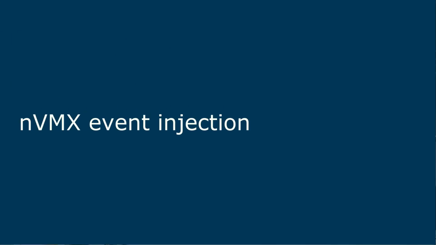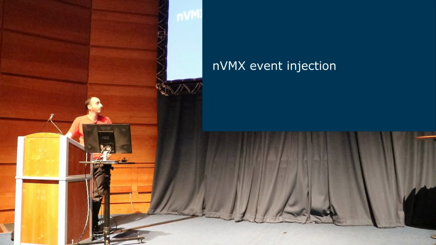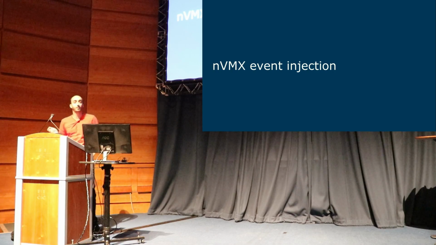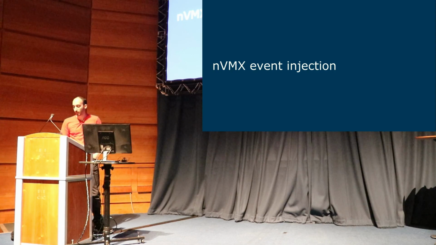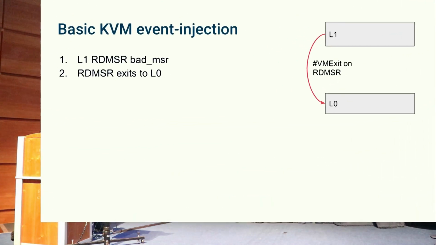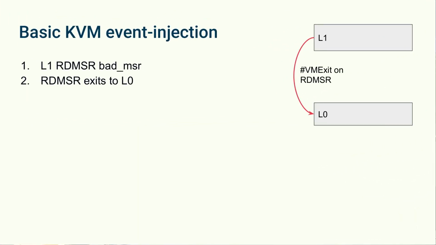So after we understand that, we have the basic background to talk about the nVMX event injection mechanism. When I'm talking about event injection, I'm talking about the mechanism that is responsible for injecting events. And events are interrupts, exceptions, NMIs, and SMIs. In order to understand how this mechanism works for the nested case, we first need to understand how it works for the non-nested case.